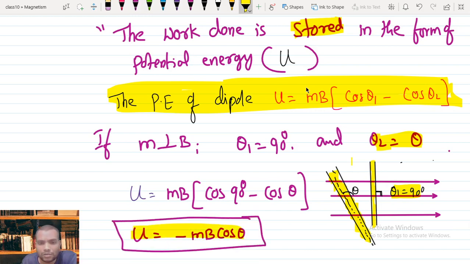This is easy to remember and an easy condition also. If the magnetic dipole is initially perpendicular to the magnetic field, meaning the magnetic moment vector and the magnetic field vector are perpendicular, and we rotate the dipole by an angle theta, then whatever work we do is stored in the form of potential energy. The expression for that is U equals minus mB cos theta.